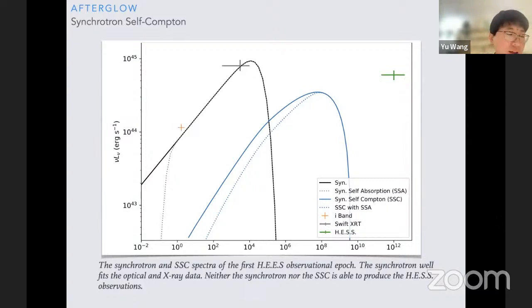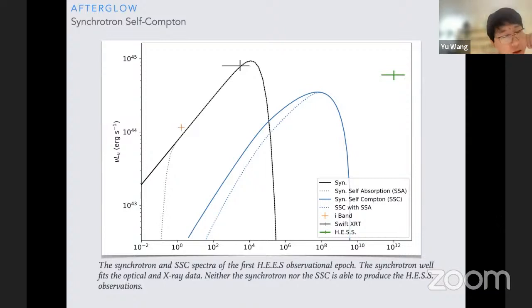see it peaks at a few hundred MeV, and it cuts off at less than 10 GeV, and the luminosity is much lower than the H.E.S.S. Therefore, we concluded that neither the synchrotron emission nor the SSC can explain the very high energy emission of this burst within our model of the emission from the supernova ejecta.